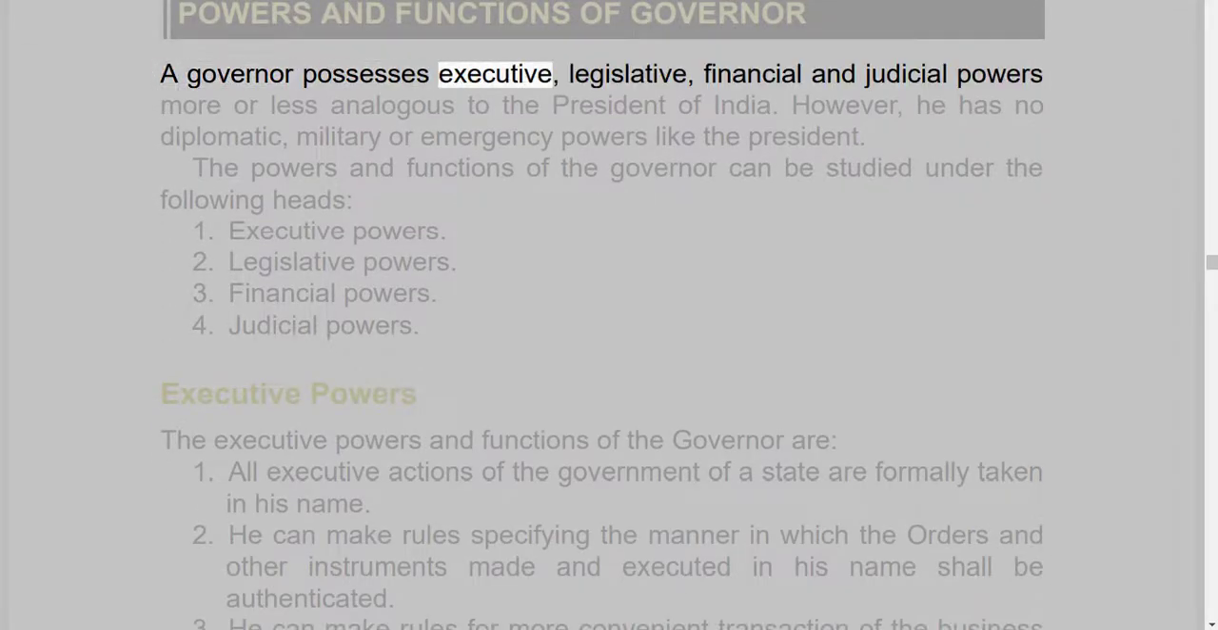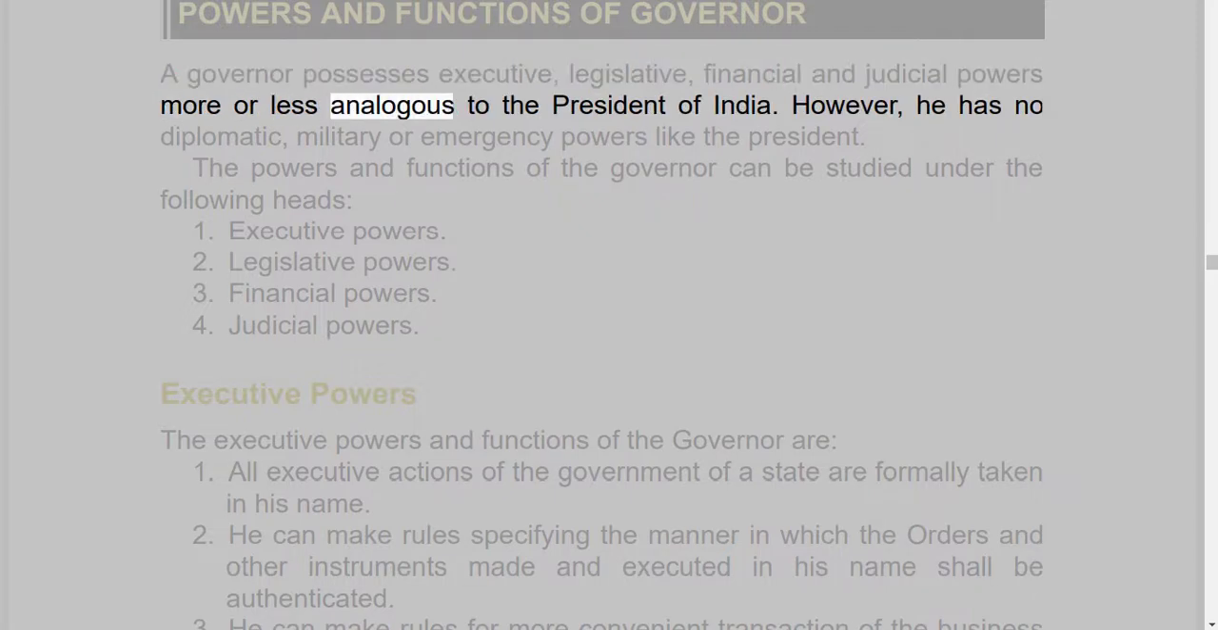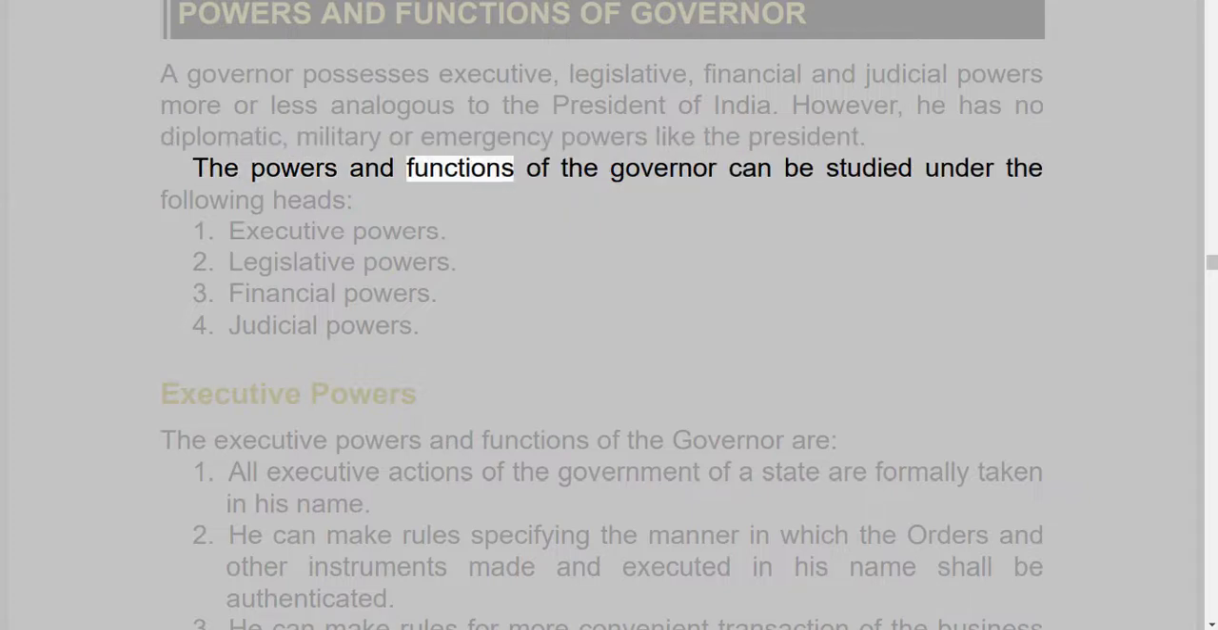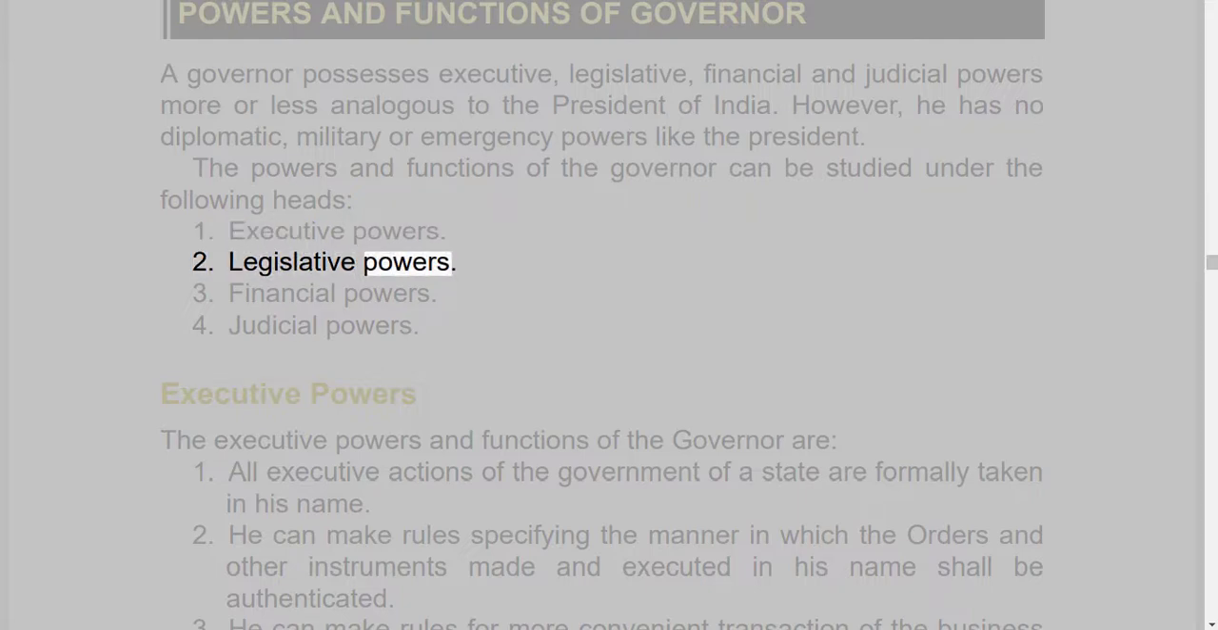Powers and functions of governor. A governor possesses executive, legislative, financial and judicial powers more or less analogous to the President of India. However, he has no diplomatic, military or emergency powers like the President. The powers and functions of the governor can be studied under the following heads: 1. Executive powers. 2. Legislative powers. 3. Financial powers. 4. Judicial powers.